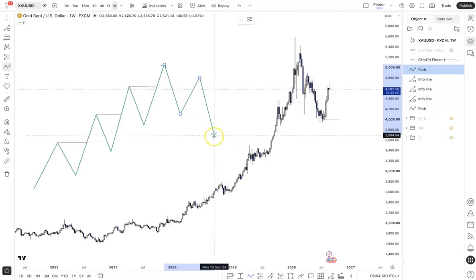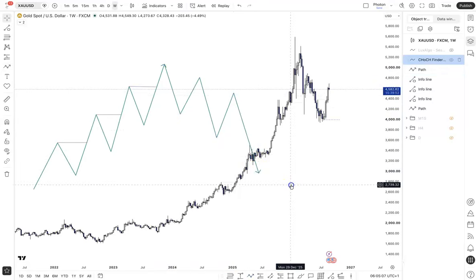And now let's say it does this. Now when it does this, then I know that we've broken this low. So now we're making a lower low. Okay, and then we can expect the market to do this. And the same thing, we have a break in market structure.